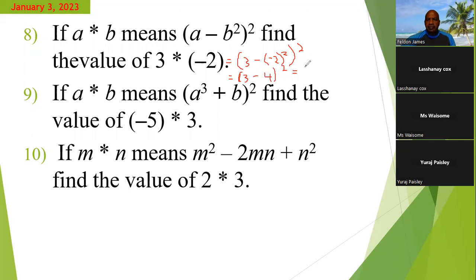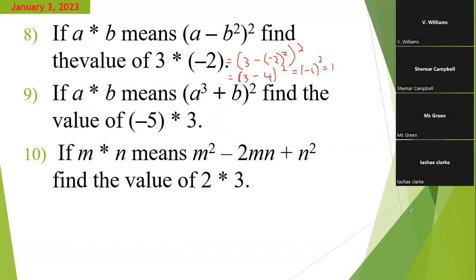What next? And then, sir, 3 minus minus 4, we're left with minus 1 squared, and the answer should be 1. Positive 1, that is. All right. Who else wants to go for question 9? Come, guys. Ms. Clark, you want to do question 9 for us?